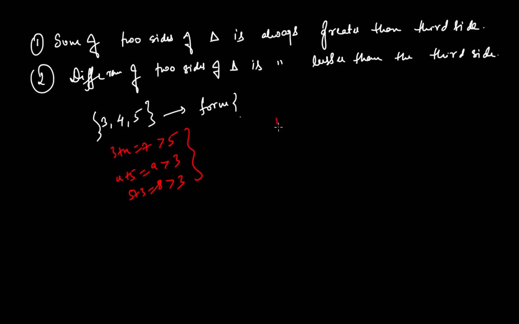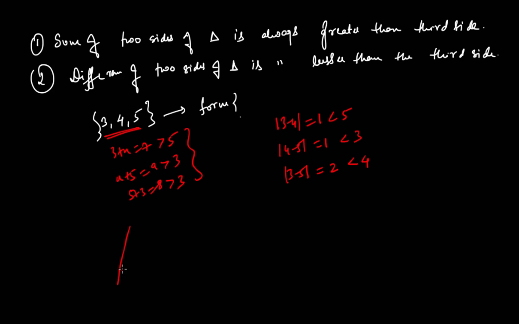Let us take the mod of 3 minus 4. This is equal to 1, lesser than the third side. Let us take the mod of 4 minus 5, again 1, lesser than the third side. Let's say mod of 3 minus 5 gives me 2, which is again lesser than the third side. So I can form a triangle with the given dimensions. So these are the two properties that are actually used for constructing any triangle.